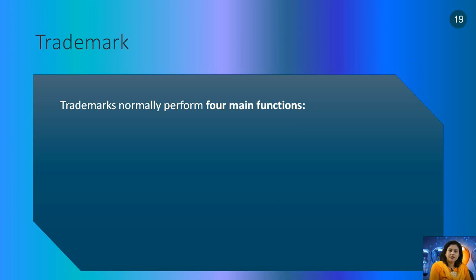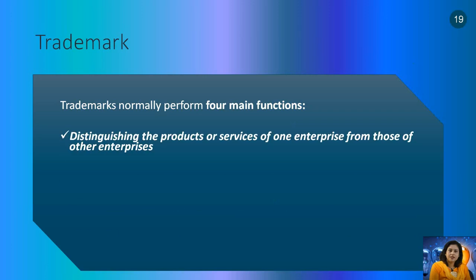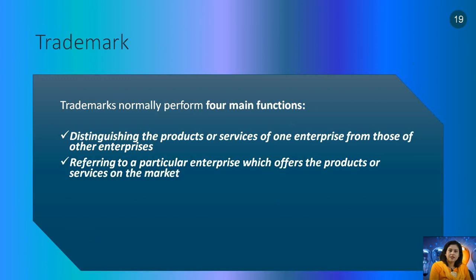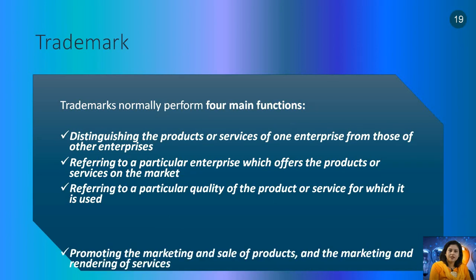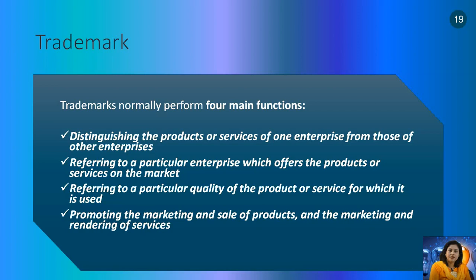Trademarks normally perform four main functions. They are: number one, distinguishing the products or services of one enterprise from those of other enterprises. Number two, referring to a particular enterprise which offers the products or services on the market. Number three, referring to a particular quality of the product or service for which it is used. And number four, promoting the marketing and sale of products and the marketing and rendering of services.